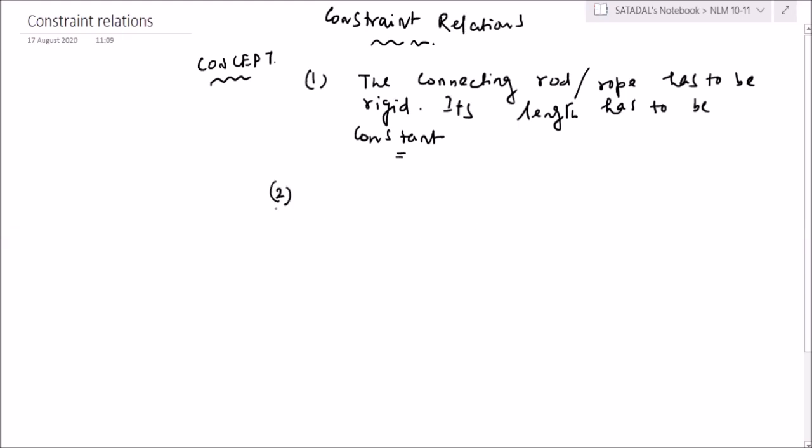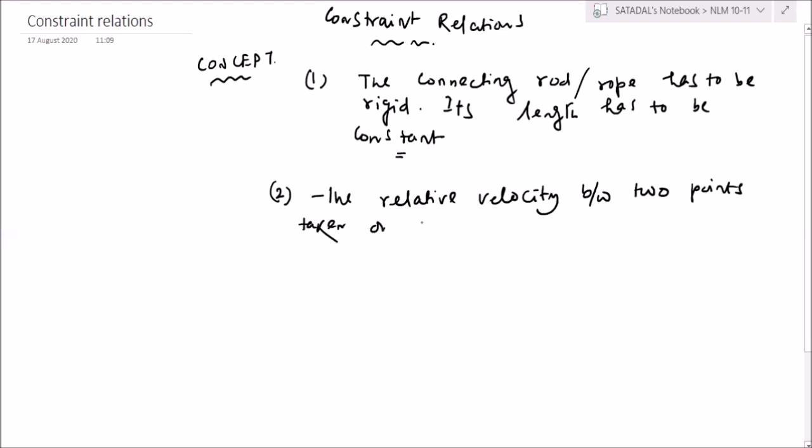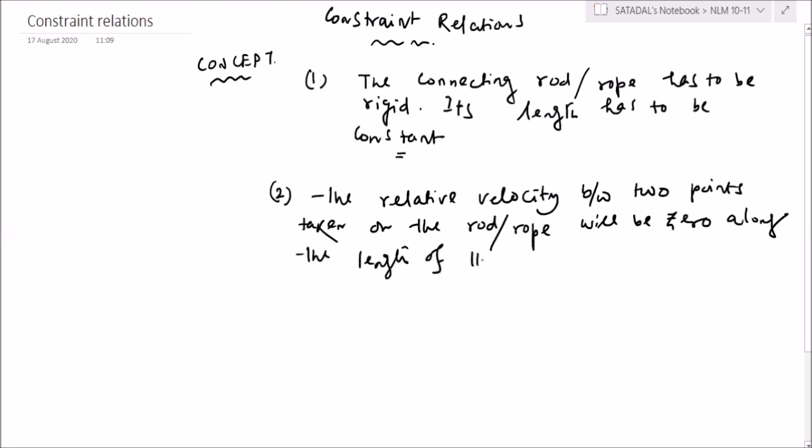Concept number two is the relative velocity between 2 points taken on the rod or rope will be zero along the length of the rope or rod, right?